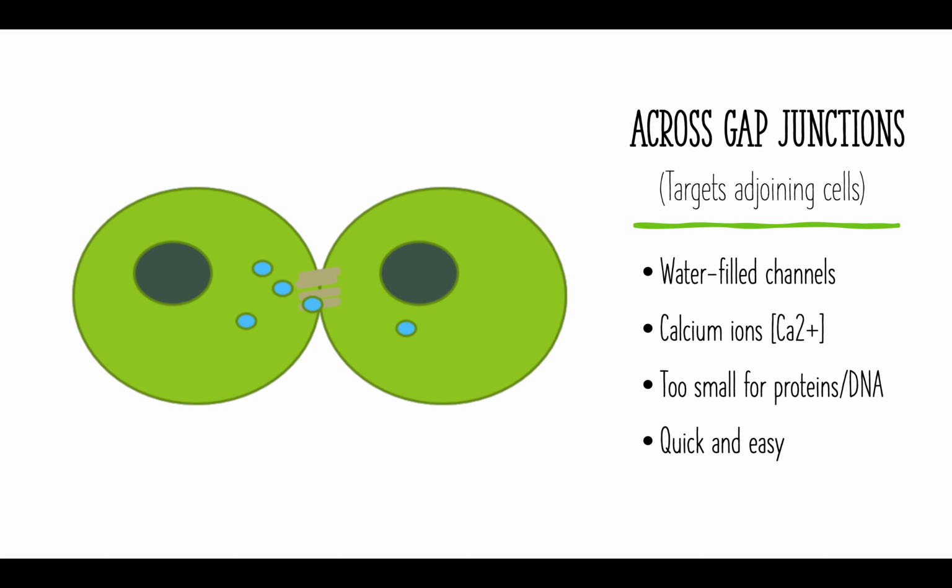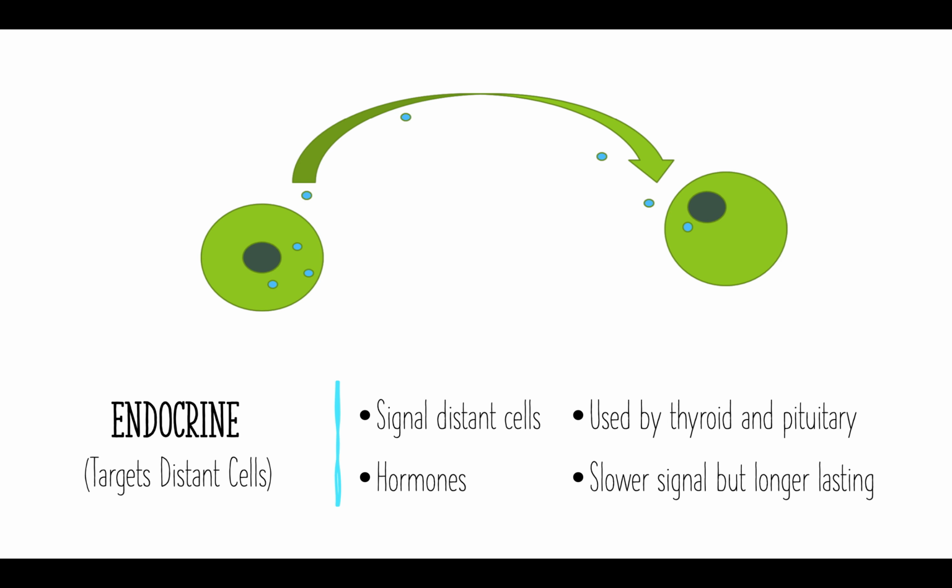So in animals, these are called gap junctions, and in plants, they're actually called plasmodesmata. They do the same thing. They're connections between the plasma membranes of 2 neighboring cells. They're water-filled channels, and they allow signaling molecules called intracellular mediators to diffuse between 2 different cells.